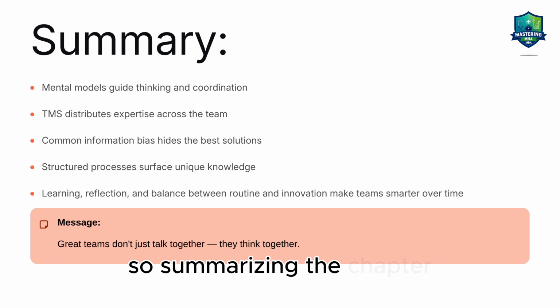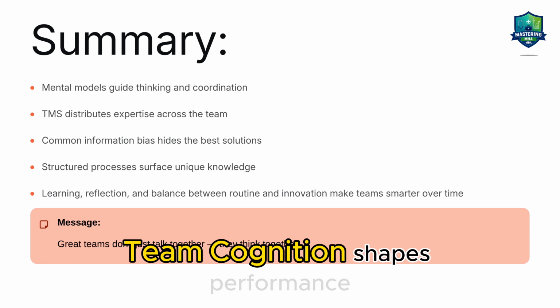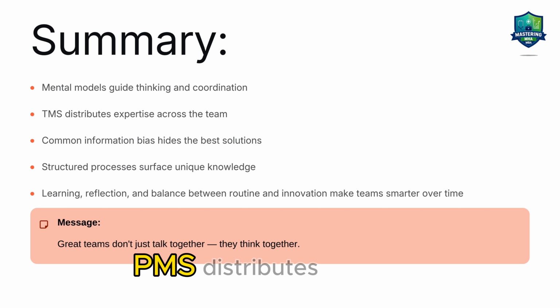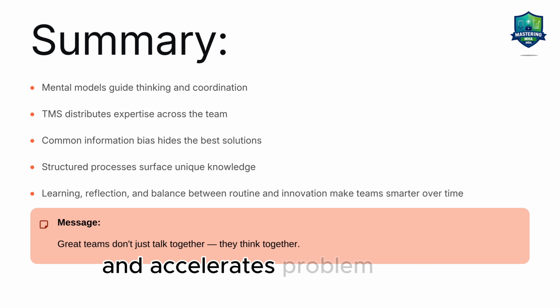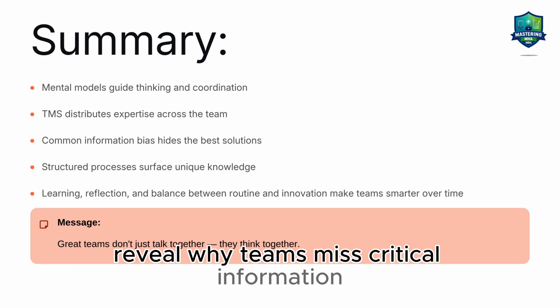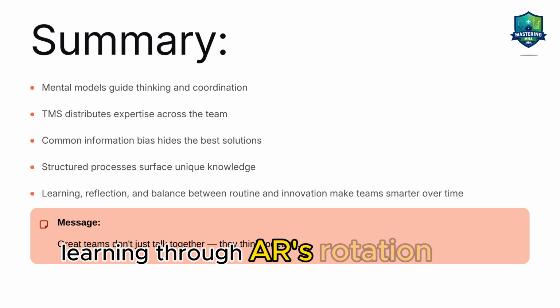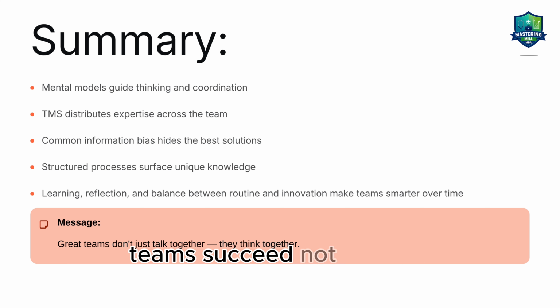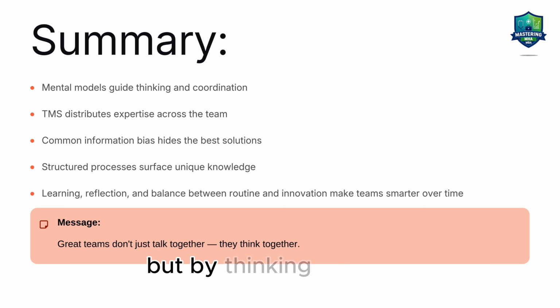So, summarizing the chapter, team cognition shapes performance. Strong mental models improve coordination. TMS distributes expertise and accelerates problem solving. Hidden profiles reveal why teams miss critical information. Learning through AARs, rotation, and reflection elevates team intelligence. Teams succeed not only by communicating, but by thinking together.